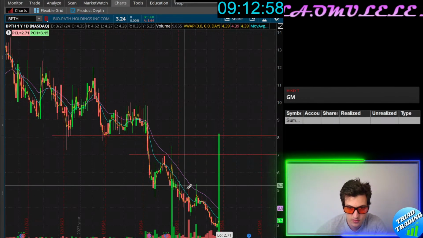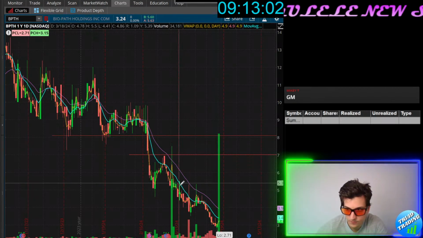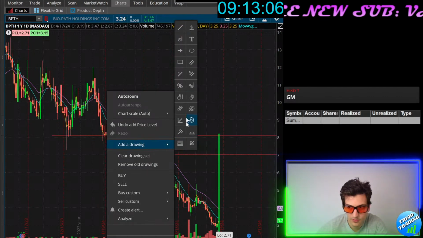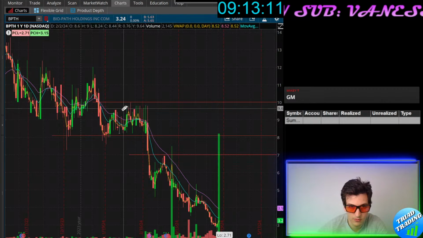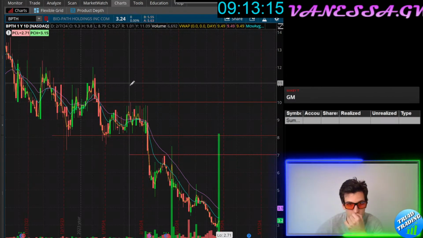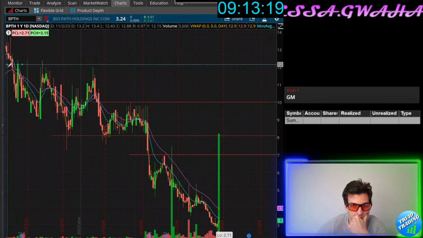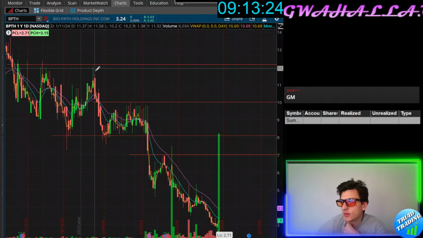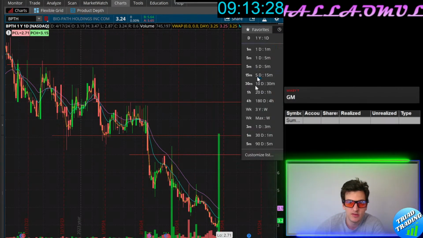Let's see here. 5.30s. Looks like we're holding that, so I doubt we're going to get up to 10, but in case we do, I will put a level here. That's going to be another level there. So we failed to break 10 many times here, so it looks like it's going to be some resistance. And then a level maybe at 12, because we rejected 12 three or four times, so it seems to be some resistance there as well. So that's BPTH.